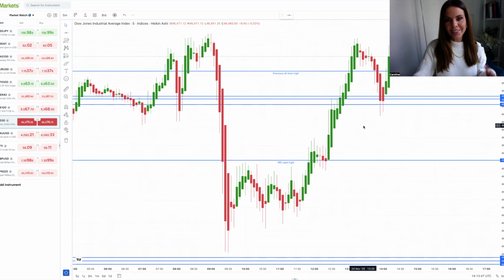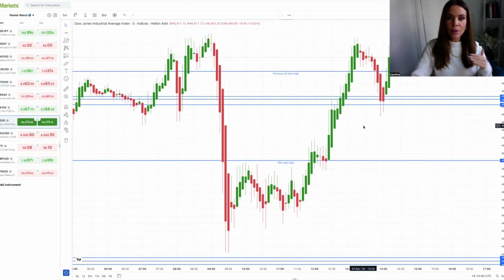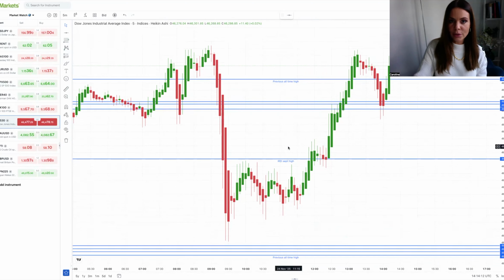So now let's have a look at how that relates to price. So effectively, what we're doing is we're drawing on key levels. So these are the points where we expect something to happen in the market. And then what we're doing is we're seeing how Heikin Ashi responds at these specific points. So I've got some key levels drawn on here. I'm going to talk you through a couple of them.